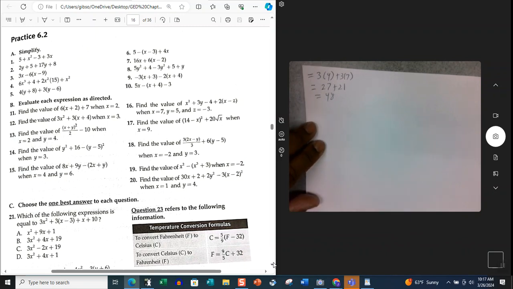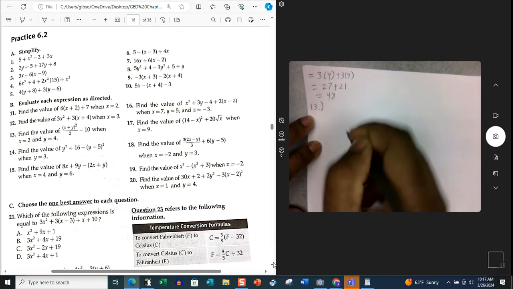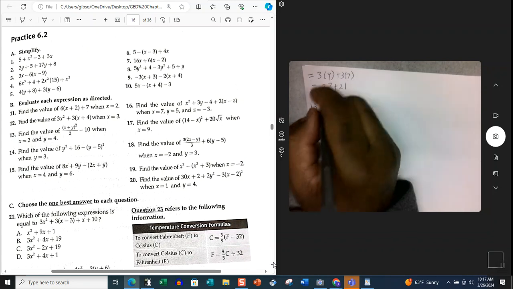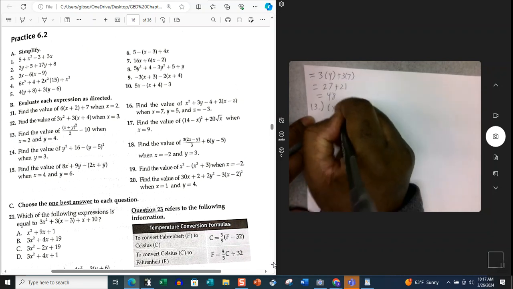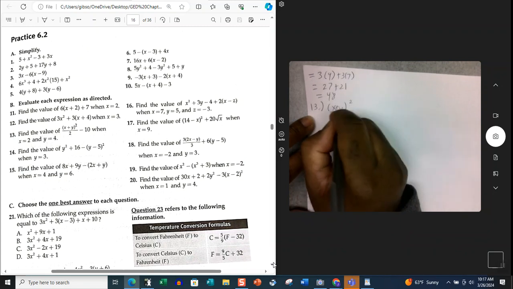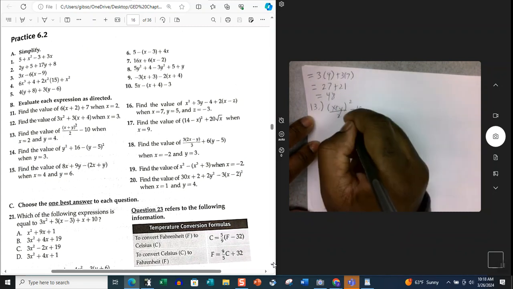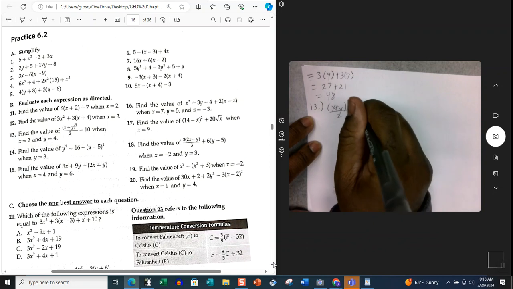Now problem 13. Problem 13. Now, it says find the value of x plus y, parentheses squared, divided by 2 minus 10. And this is when x is 2 and y is 4.